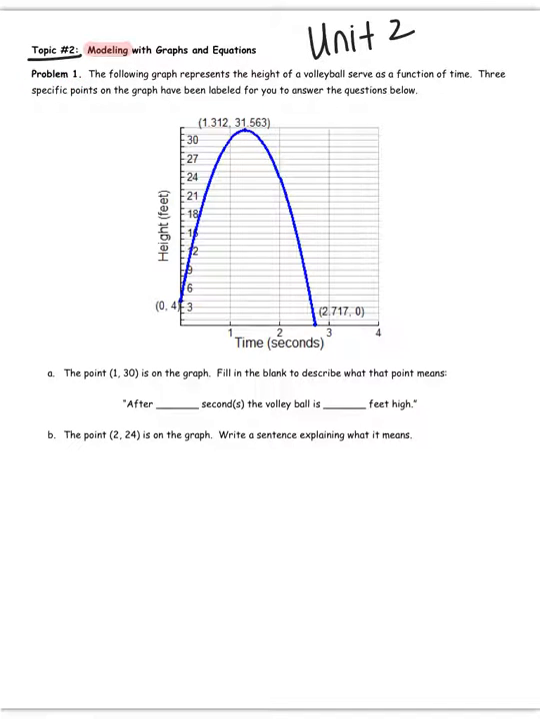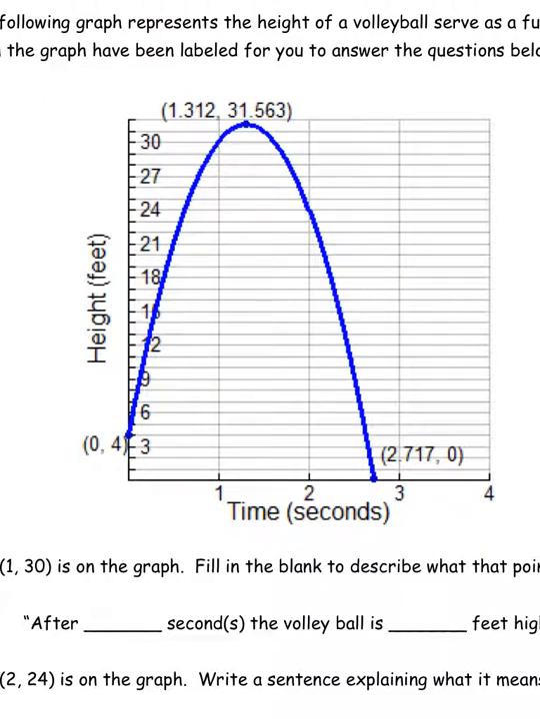It says, the following graph, this graph right here, represents the height of a volleyball serve as a function of time. 3 specific points on the graph have been labeled for you to answer the questions below. So let's make sure that we understand what that means. First, it says 3 specific points have been labeled. Let's just make sure that those points are labeled. I'm going to zoom in a little bit more and make that point look a little bit bigger. Here, 1, 2. We have 3 points labeled.